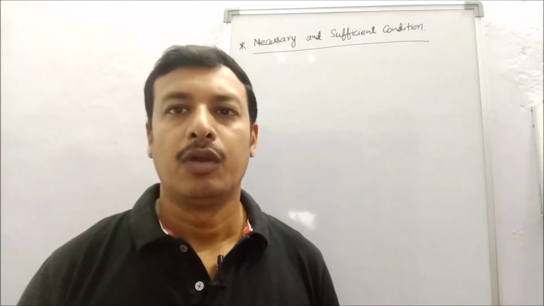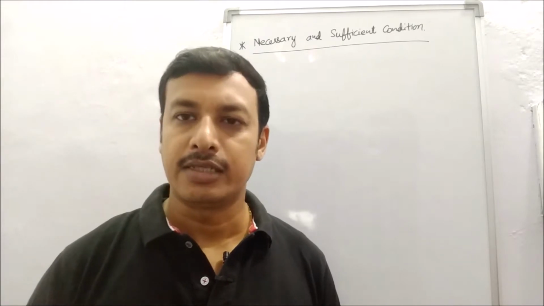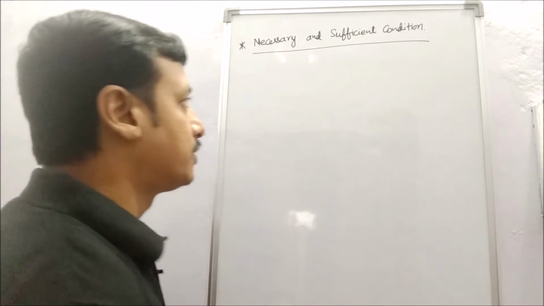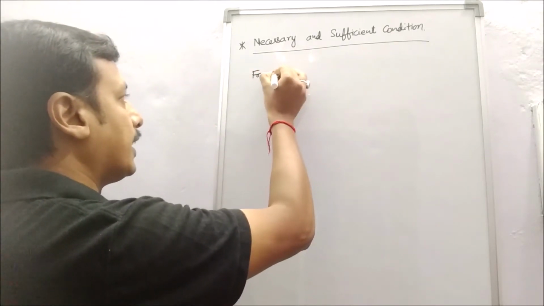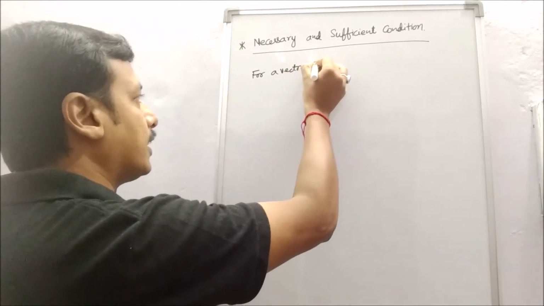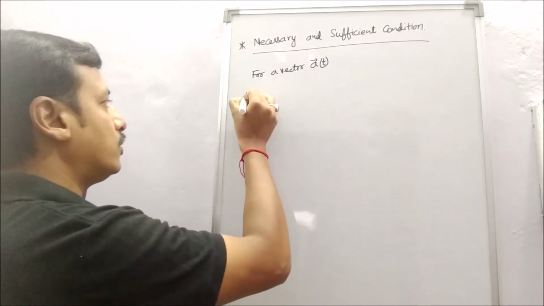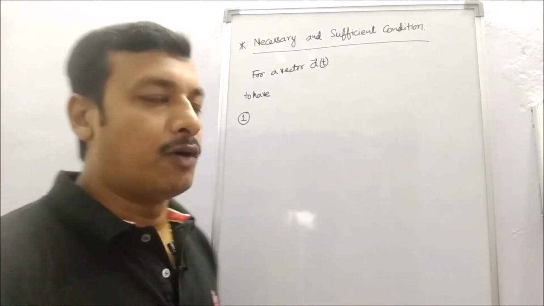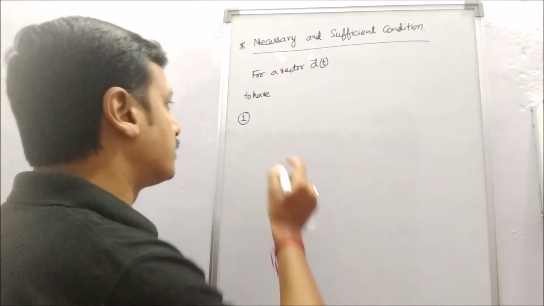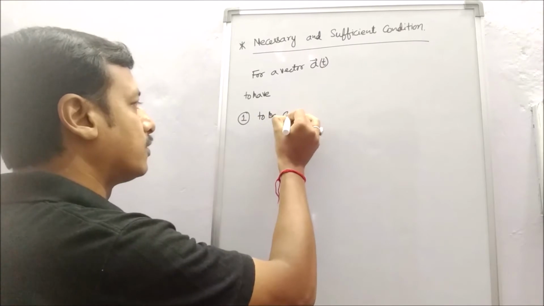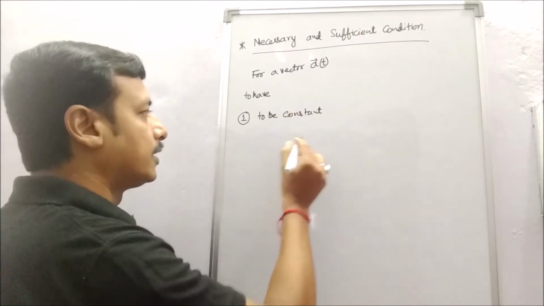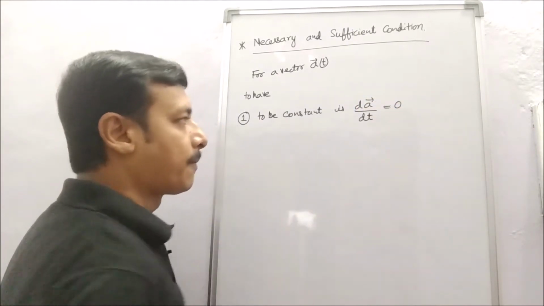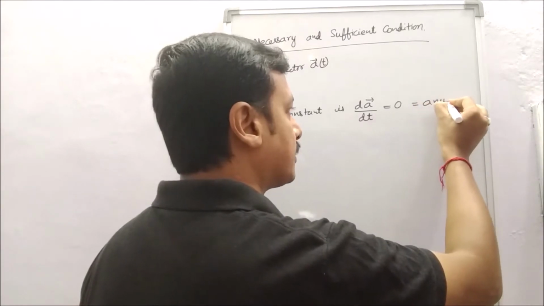In this video, we are going to study the necessary and sufficient conditions of a vector function. The necessary and sufficient condition for a vector A(t) to have, number one, a constant magnitude, or to be constant, is dA by dt is equal to 0, that means a null vector.